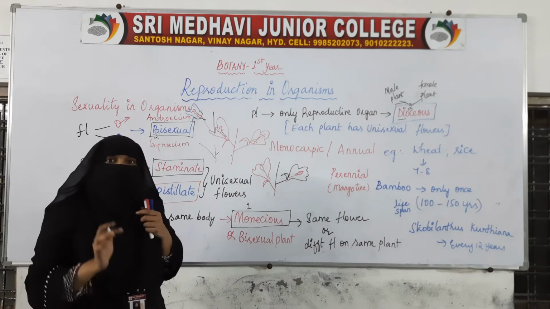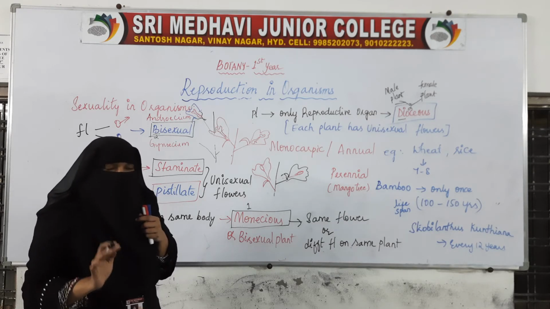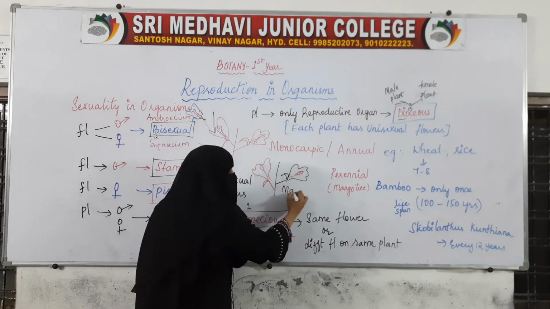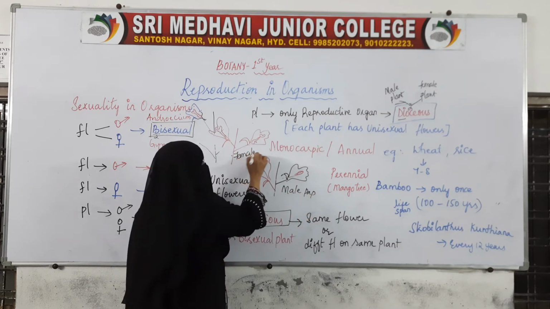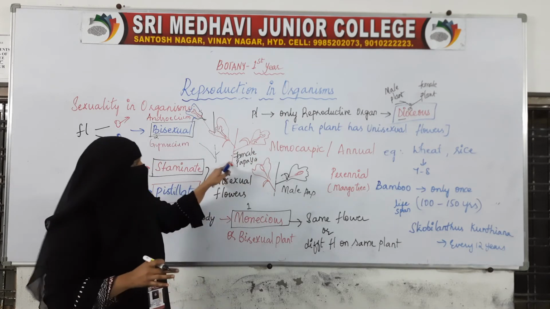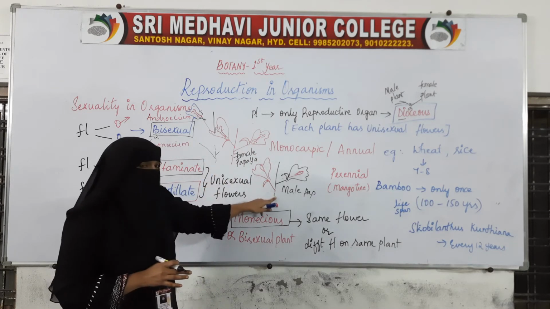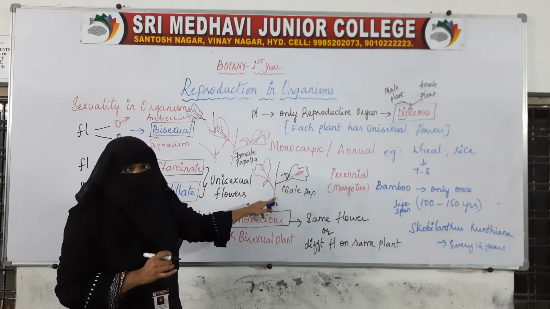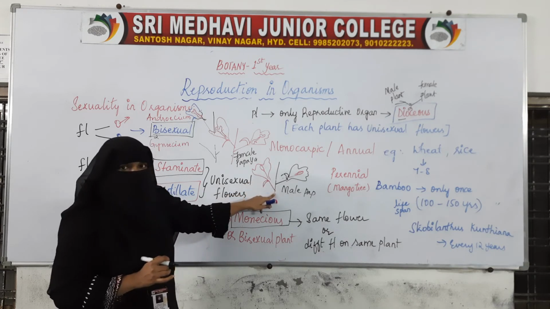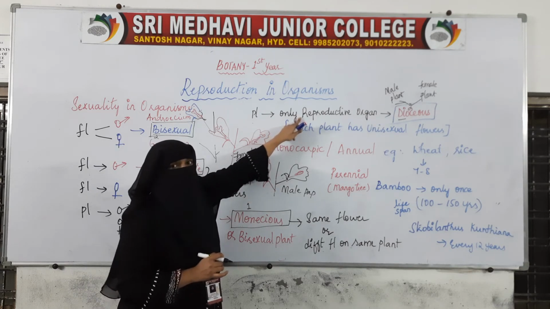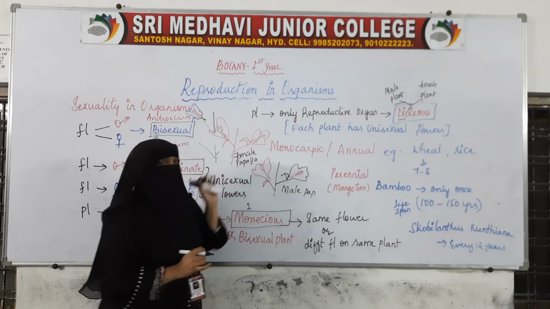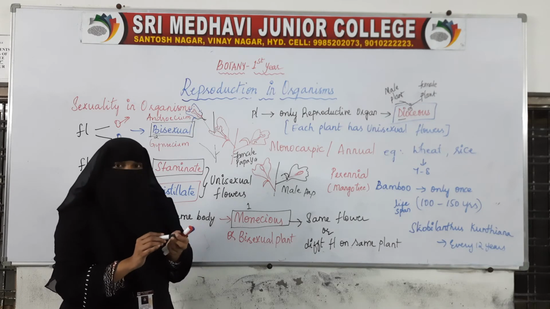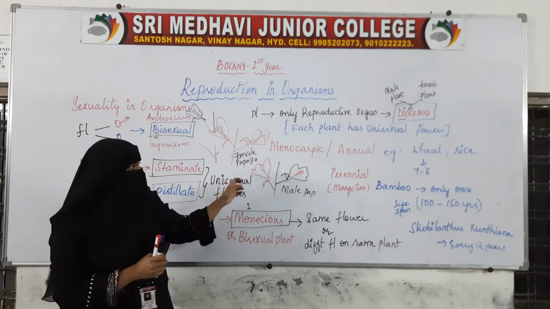Example which we see here is papaya. This is the male papaya plant and this is the female papaya plant. Because on this papaya plant only female flowers are there, and on this papaya plant only male flowers are there. So this type of plant is called a dioecious plant, where the two plants are separate. Male plant and female plant are separate.